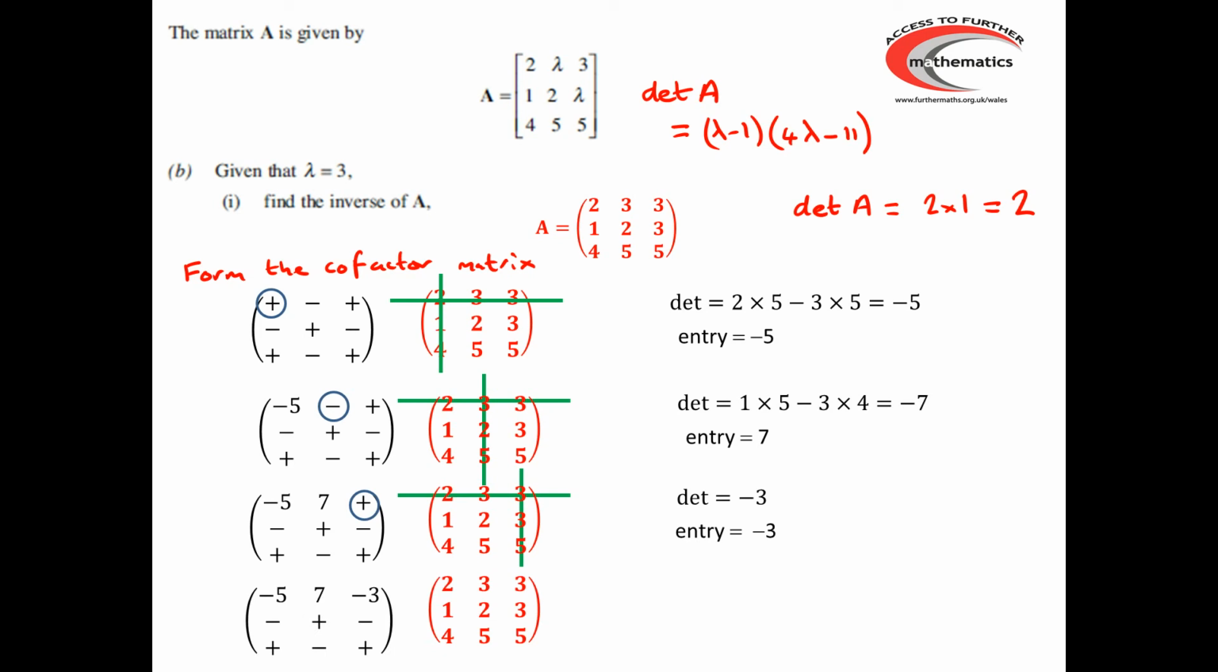Moving through now to the first entry in the second row. The determinant of what is left is 3 times 5 take away 3 times 5, which is 0. So the entry is going to be 0. Moving on to the middle entry of our matrix. The determinant of what is left is 2 times 5, take away 3 times 4, which is minus 2. The sign in the grid matrix is a positive, so the entry is going to be the same as the determinant, which is minus 2.